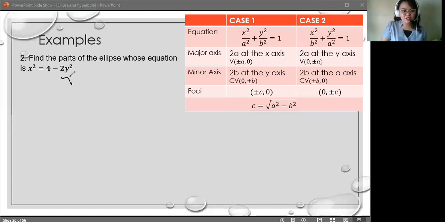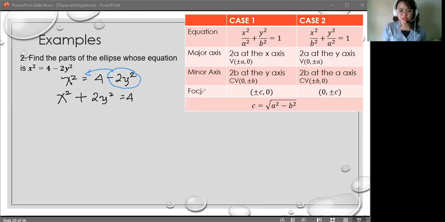To be able to change this, x squared is equal to 4 minus 2y squared. You would notice that the right-hand side of the equation is just equal to 1. So that's what we have to do here as well. What do you think we should do first? Okay, first we have to transpose this to the other side. So we now have x squared plus 2y squared equals 4. Remember to change signs as you transpose.